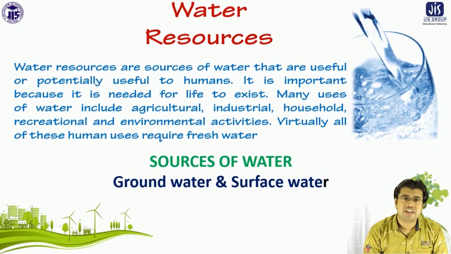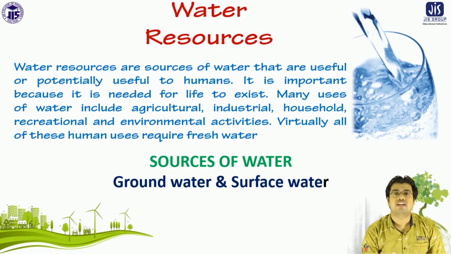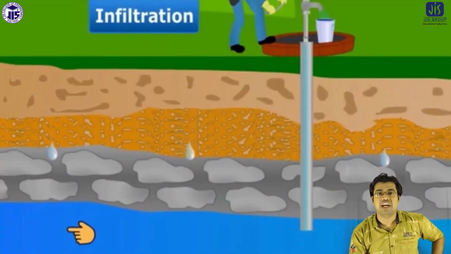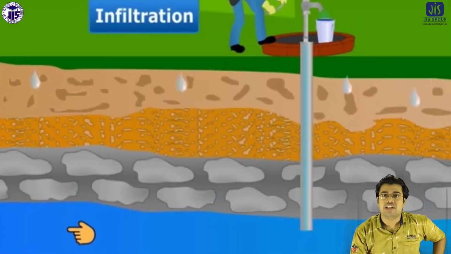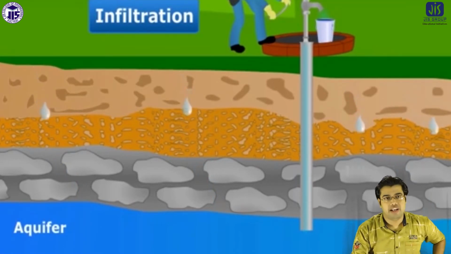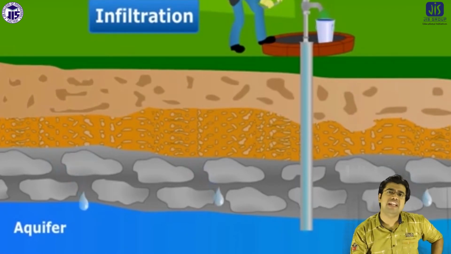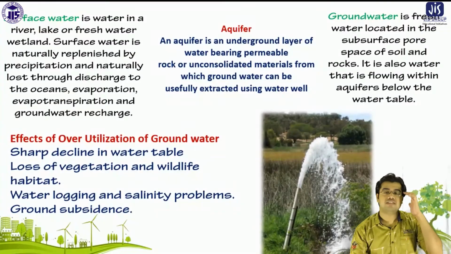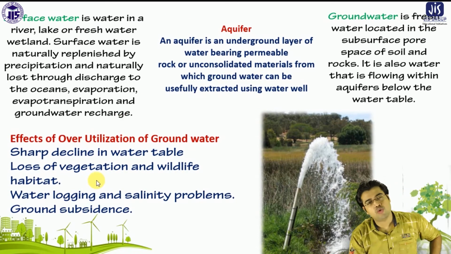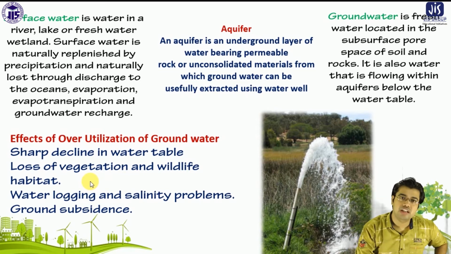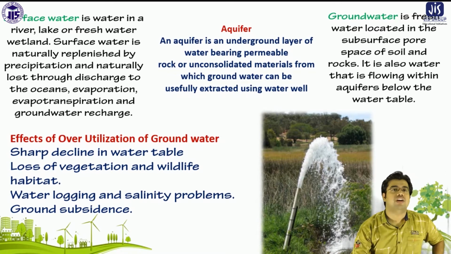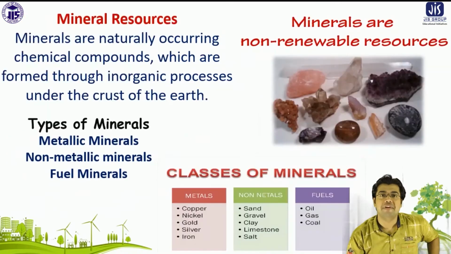And there's an important term when we define surface water and groundwater, that is the aquifer. It's an underground layer of water-bearing permeable rock, from which groundwater can be usefully extracted using a water well. So that is mainly a source of groundwater. There is some problem regarding the overutilization of groundwater and surface water. So we have to use both waters properly, otherwise it is not possible to get a regular source of water.